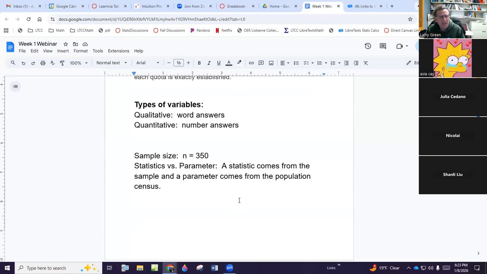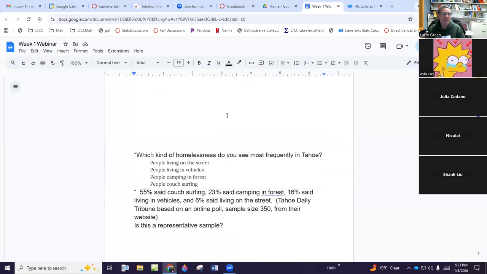Okay. Then there's two main types of variables. The idea here is you ask the survey question, and then the person that you asked answers it. And for us, there's going to be two main types. One is that their answers are word answers, and the other is that the answers are number answers. So, for example, in this one, which kind of homelessness do you see most frequently in Tahoe? There were four choices, and all four choices are words. Do you see how that works?